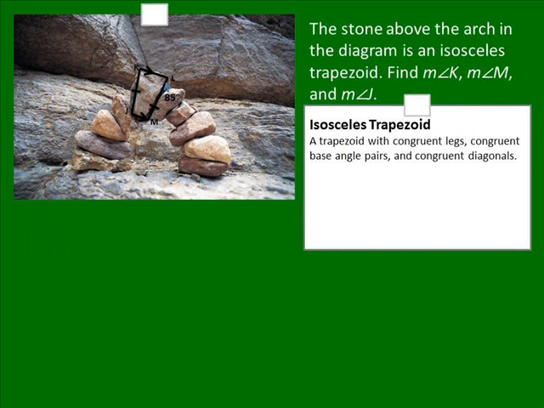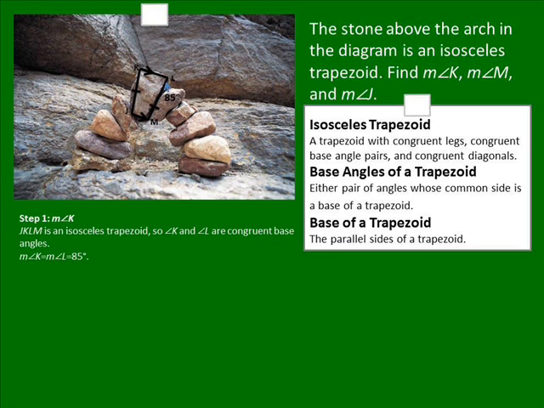Question 2. The stone above the arch in the diagram is an isosceles trapezoid. Find the measure of angle K, the measure of angle M, and the measure of angle J. An isosceles trapezoid, if you're wondering, is a trapezoid with congruent legs, congruent base angle pairs, and congruent diagonals.